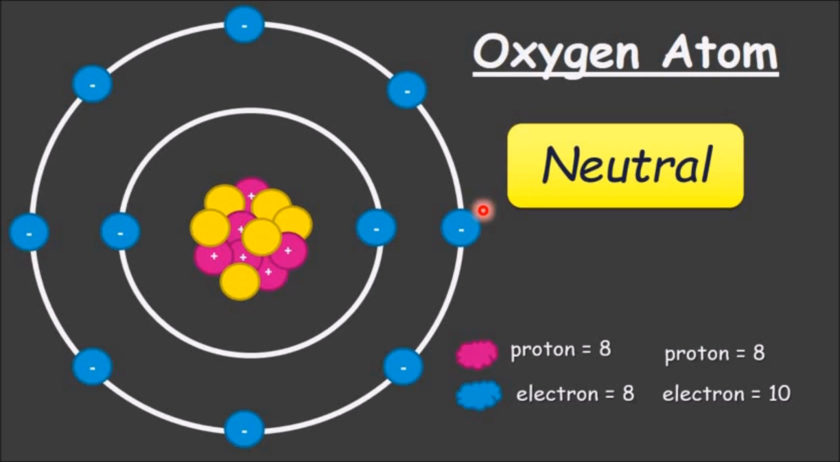So by doing this, we're going to change the composition of the oxygen atom. Before, it had the same amount of protons and electrons in its system, which is 8.